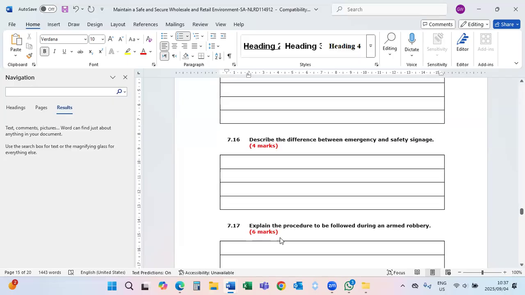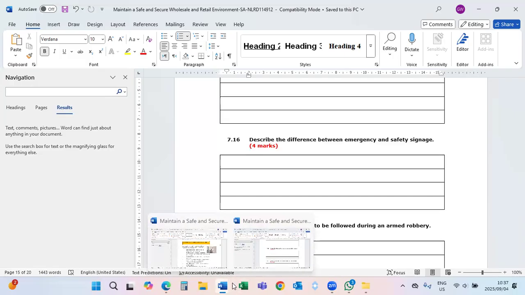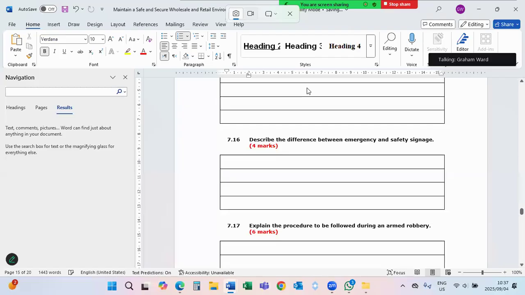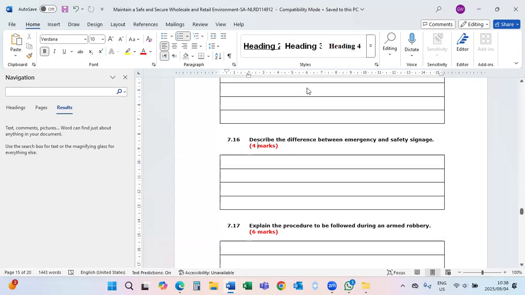Okay. Describe the difference between emergency and safety signage. So emergency signage is telling you that if there's an emergency, there's the assembly point. Stay calm. So emergency signage is telling you what to do in case of an emergency. Safety signage is advising you what to do to be safe. In other words, don't plug too many points into the power cable, or don't light a match, or walk carefully here, or that sort of thing.